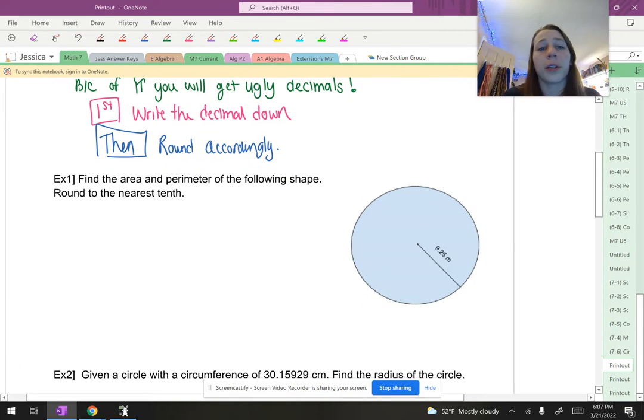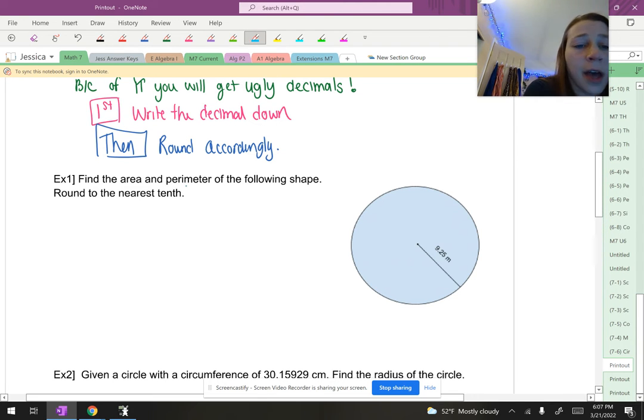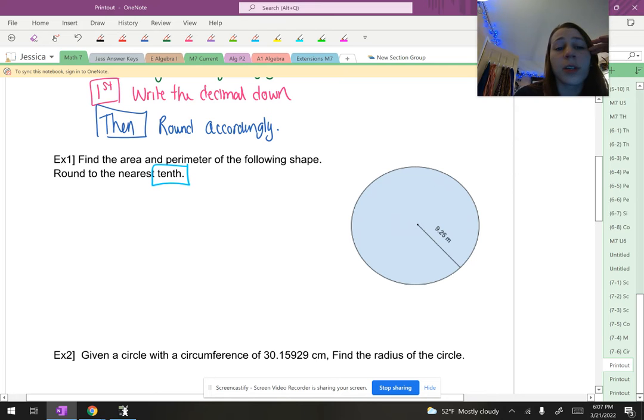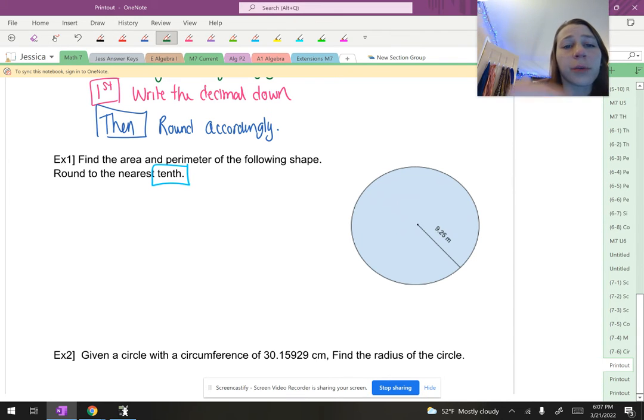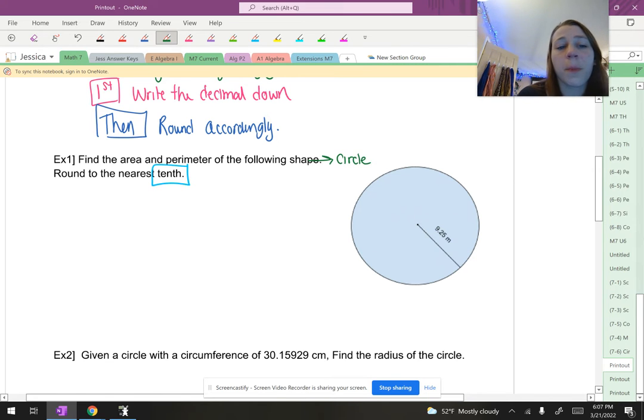All right, example 1 here, Math 7, Lesson 7-7. So example 1 is asking us to find the area and the perimeter of the following shape and to round to the nearest tenth. So you can see here that the shape that we're dealing with is a circle. They're looking for you to recognize that, and that you need to look those formulas up.